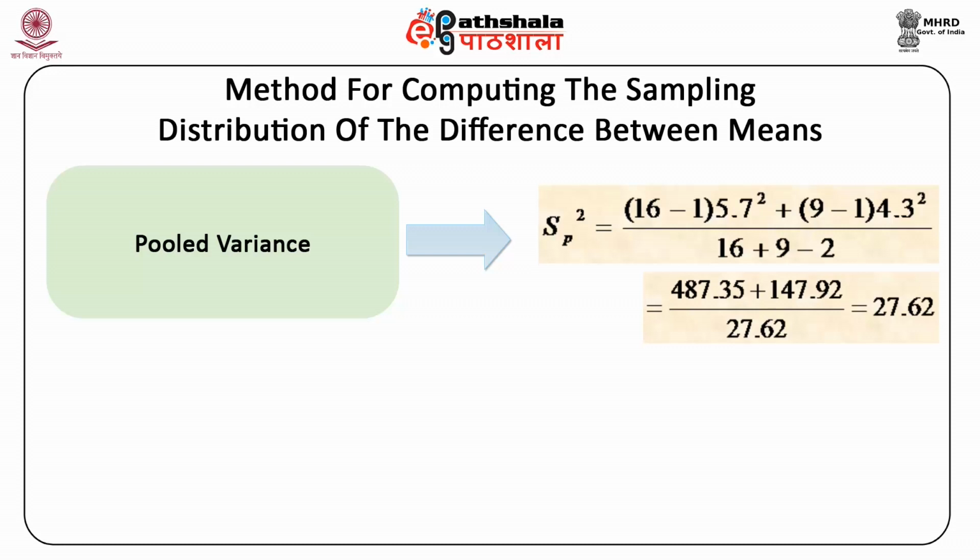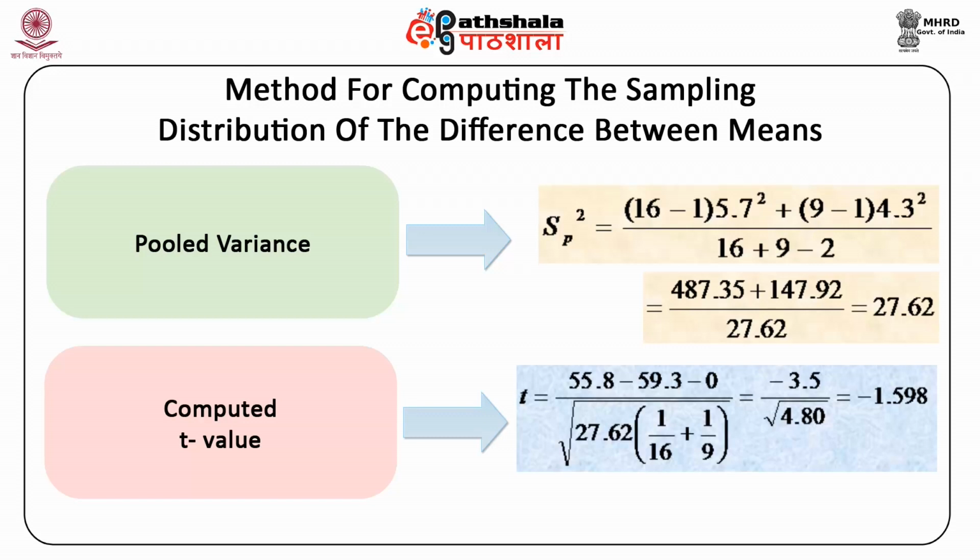487.35 plus 147.92, whole divided by 23, which is equal to 27.62. Next, calculate the t value.